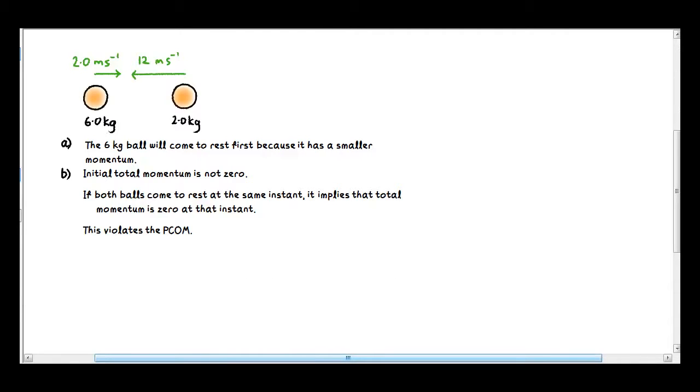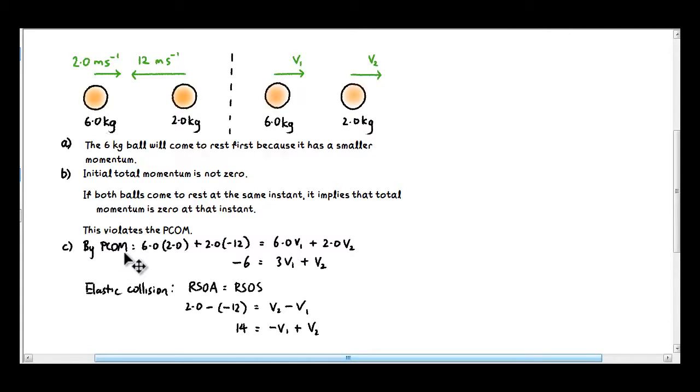Let's move on to part C. Before you do the calculations, it's always good to draw a simple diagram showing the scenario after the collision. I'm going to just assume that after the collision, both the balls will be traveling towards the right with velocity v1 and v2. We can form an equation out of the principle of conservation of momentum. So the total momentum before the collision, which is 6 times 2 plus 2 times negative 12, should be equal to the total momentum after the collision, which can be written as 6 times v1 plus 2 times v2.